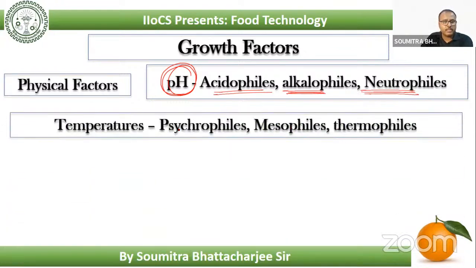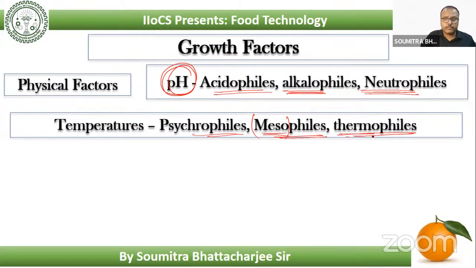Okay. Then temperatures. If I'm talking about temperatures, there are psychrophiles, mesophiles, and thermophiles. Psychrophiles means chill or cold temperature; when it is present, we represent it as psychrophiles. Mesophiles means a moderate range of temperature. Those organisms which love a moderate range of temperatures, we represent as mesophiles.